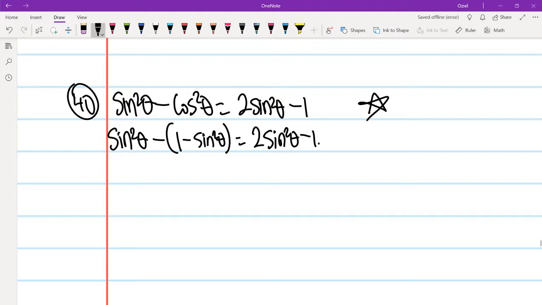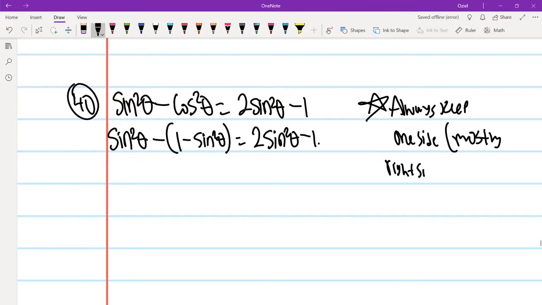Another tip I wanted to give about trig identities is to always keep one side, and it's mostly the right side, the same. That's one tip I want to give.